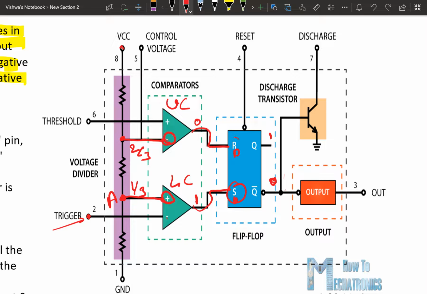Then the flip-flop will give the output depending on the input values. If S is 1, R is 0, then it will give output Q is 1. Okay, if R is 1, S is 0, then it will give output 0, and Q bar will complement Q. Okay, if Q is 0, then Q bar is 1. If Q is 1, Q bar is 0. Again we are getting the output as the complement of Q bar. Here we are getting the output.